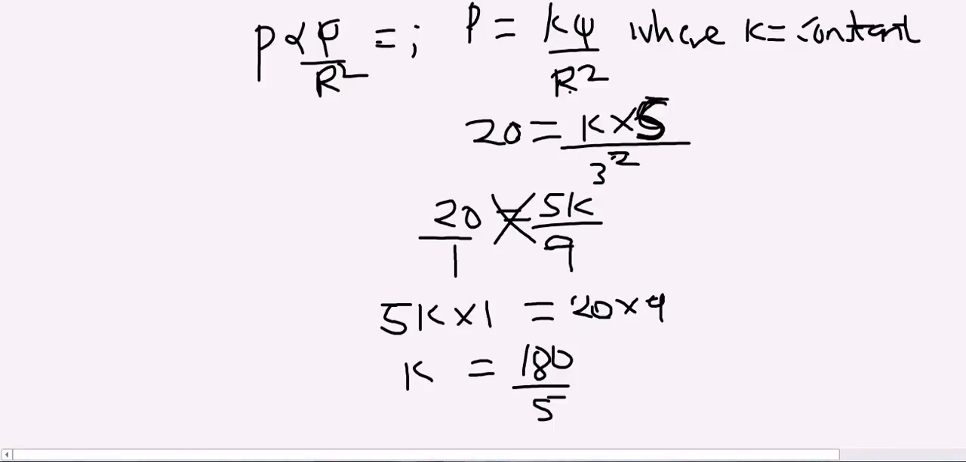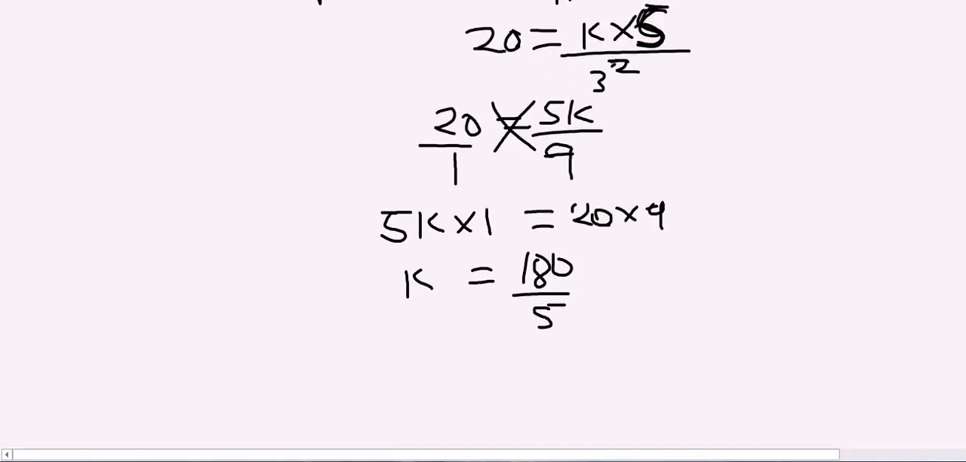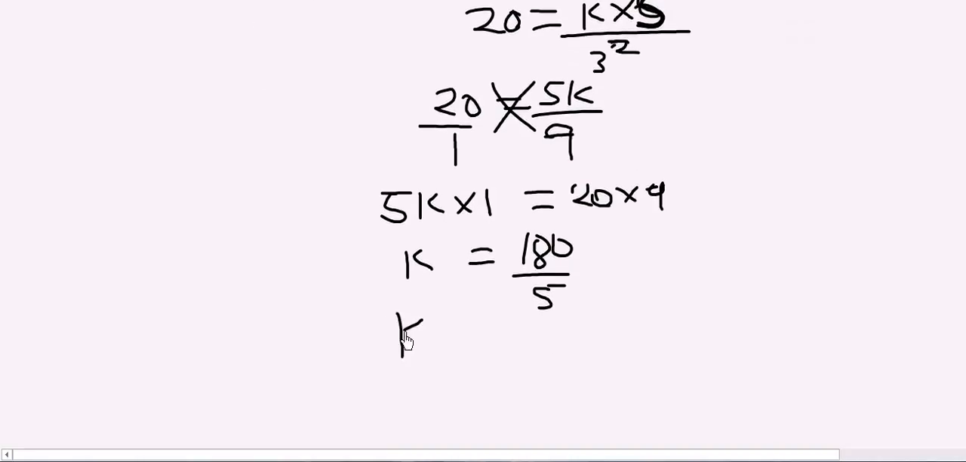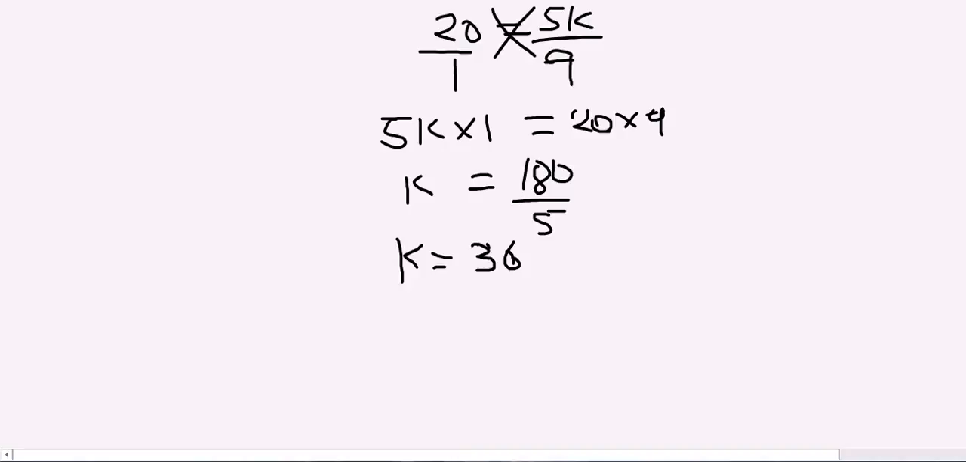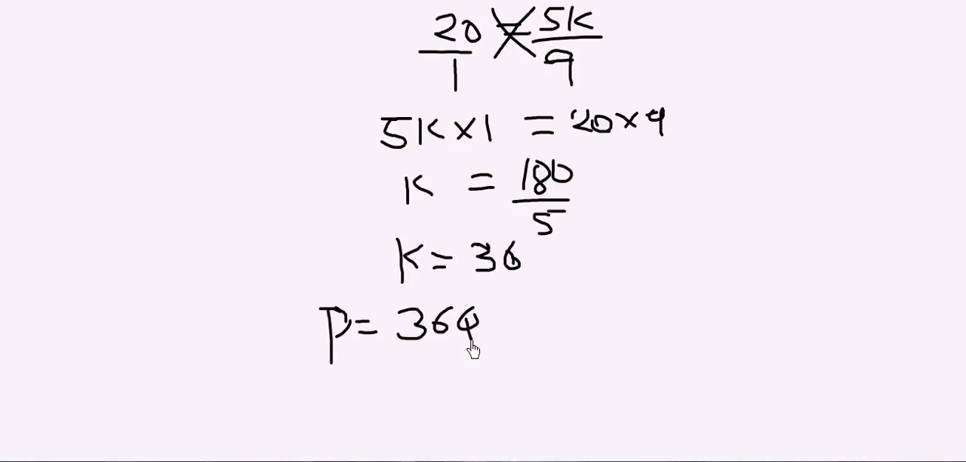So we have that k is equal to 36. So I can write the relationship between the variables as p is equal to 36q, because k is 36, over r².